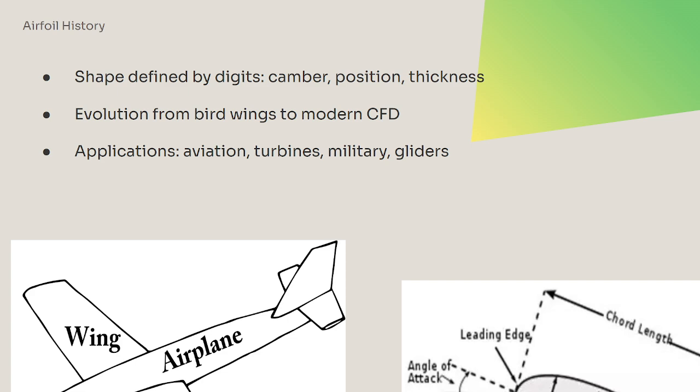NACA numbers describe the airfoil's geometry, including camber, location of the camber, and the thickness. These features determine how the air flows around the airfoil. Today we simulate airfoils using CFD instead of physical wind tunnels. Airfoil design plays a key role in aircraft, wind turbines, and even Formula One cars.